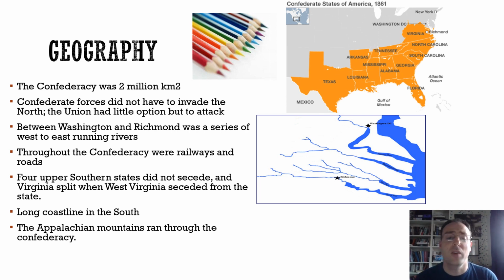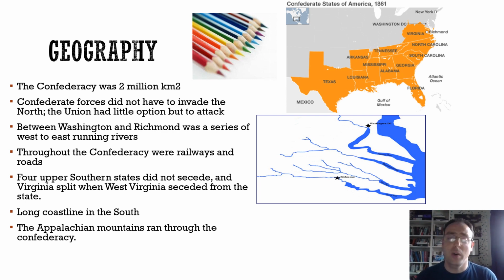The other defensive barrier that they have is the Appalachian Mountains that run across the Confederacy. Again, this means you can't just travel in straight lines. You look at a map, it all looks nice and flat. It isn't all nice and flat. There are mountains, there are rivers. This is not an easy piece of land to cross.